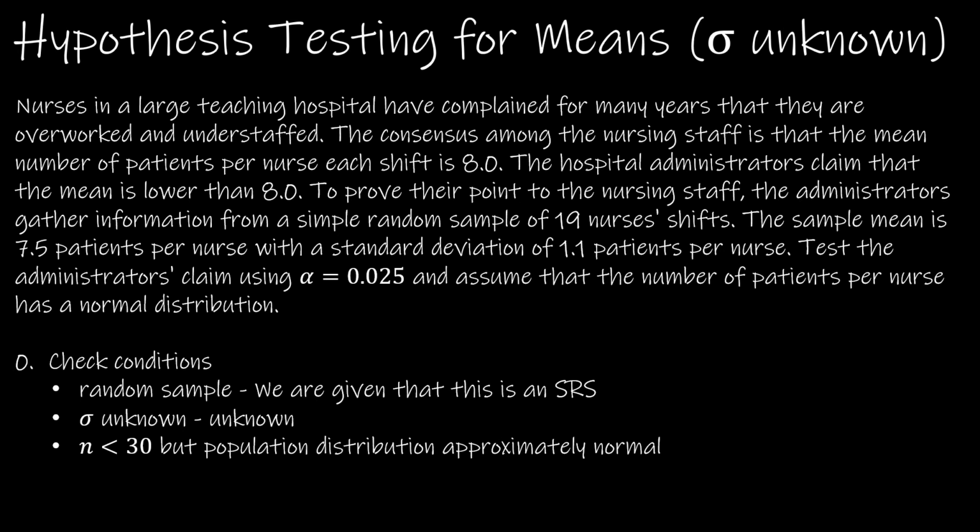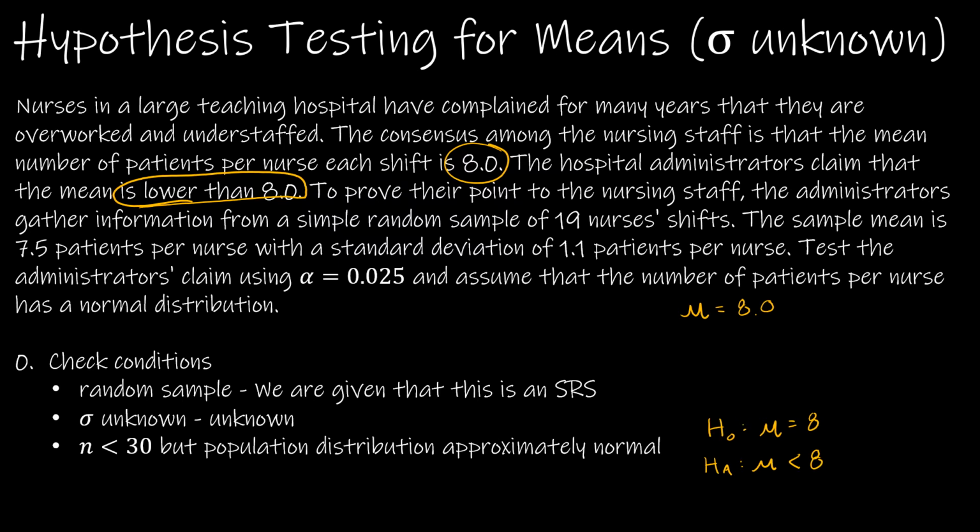So let's take a look at our first example together. And as we read through it, I'm going to, again, write down the things that are important before we check conditions. Nurses in a large teaching hospital have complained for many years they are overworked and understaffed. The consensus among the nursing staff is that the mean number of patients per nurse each shift is 8. So again, they're telling us that the mean is assumed to be 8. Now that tells us both mu and also our null hypothesis. The hospital administrators claim the mean is lower than 8, so that gives us our alternative hypothesis.